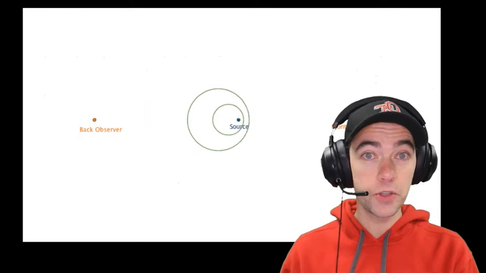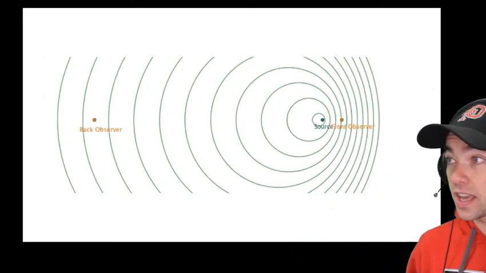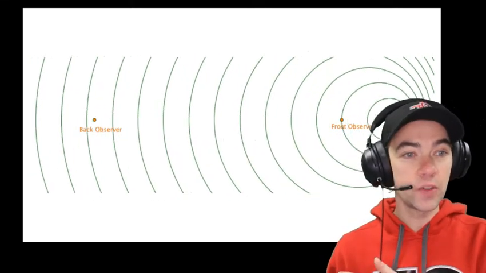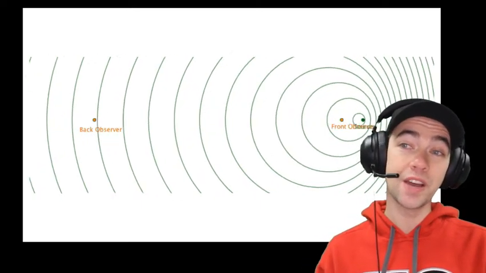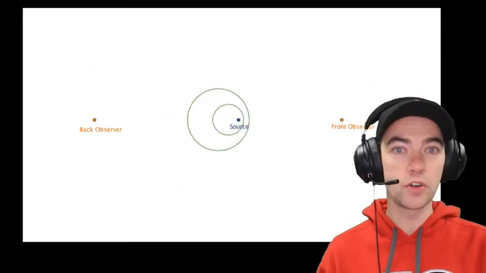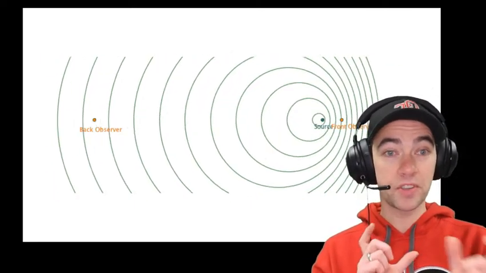The exact opposite is true for our back observer. If we take a look here, they are getting less waves per second because the object is moving away. So we had to take into account the speed of the source in order to determine what frequency we're going to be perceived to be hearing.